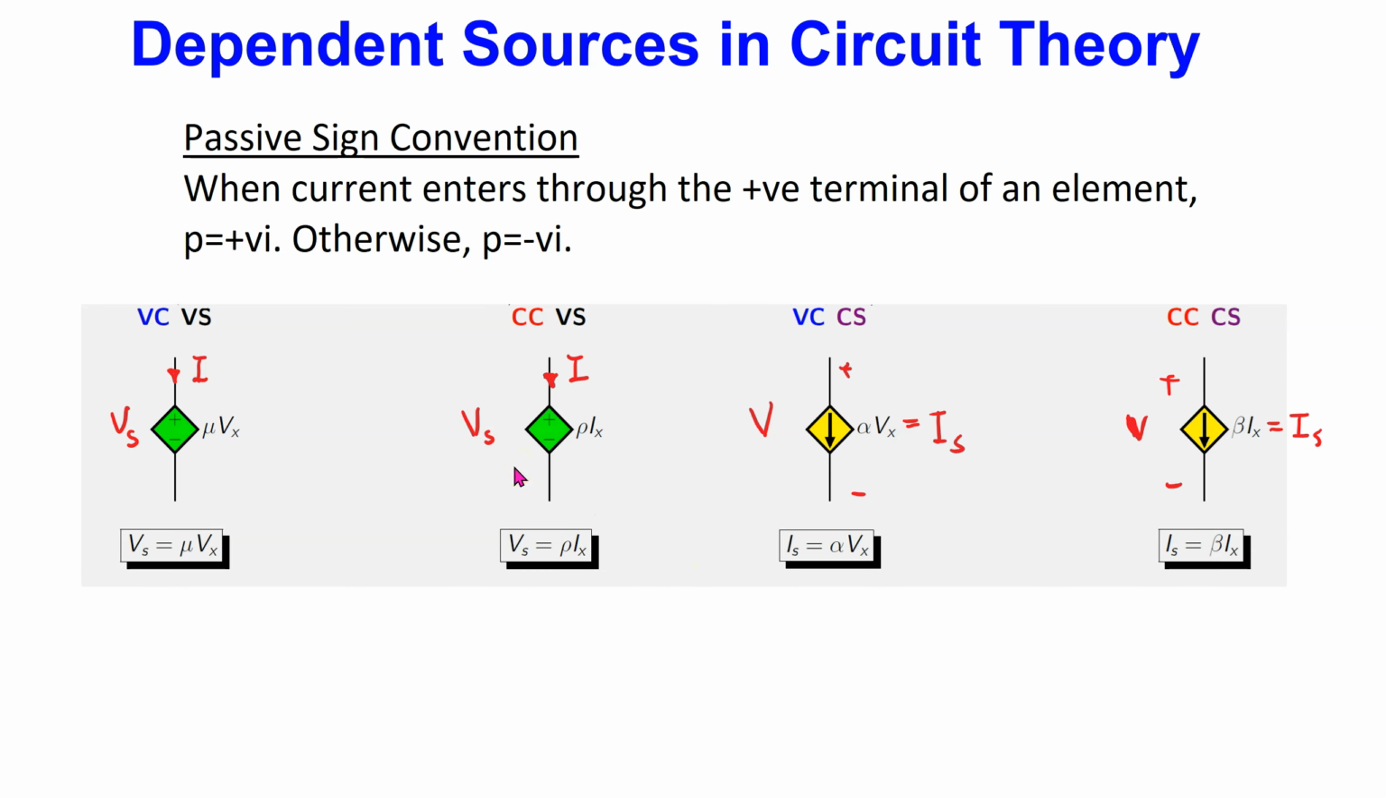Dependent sources obey passive sign convention and all the circuit theory laws. With passive sign convention, the controlling variables Ix and Vx can be positive or negative. Also, the multiplying factors can be positive or negative and greater than or less than 1. Thus, these four ideal dependent sources can be supplying or absorbing power, and this is absolutely fine.